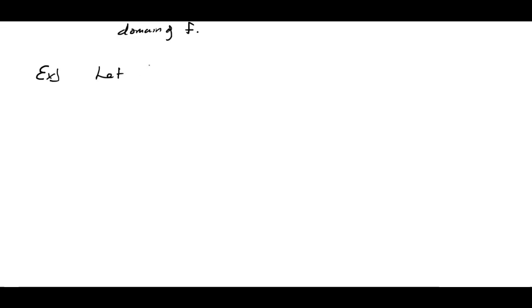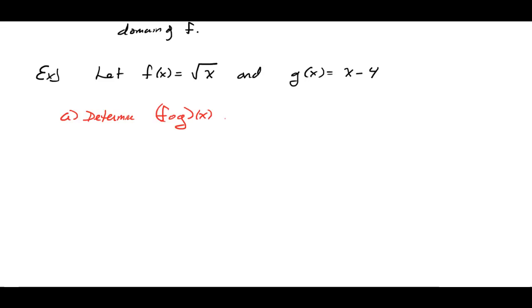We'll say let f of x equal to, we'll say square root of x, and g of x equals to, we'll say x minus 4. So let's say in this example we want to determine f composed of g of x and its domain. So this should be no problem for us. Where it gets a little bit more complex is when we discuss the domain, but don't worry, we can handle it. So let's look at f of x.